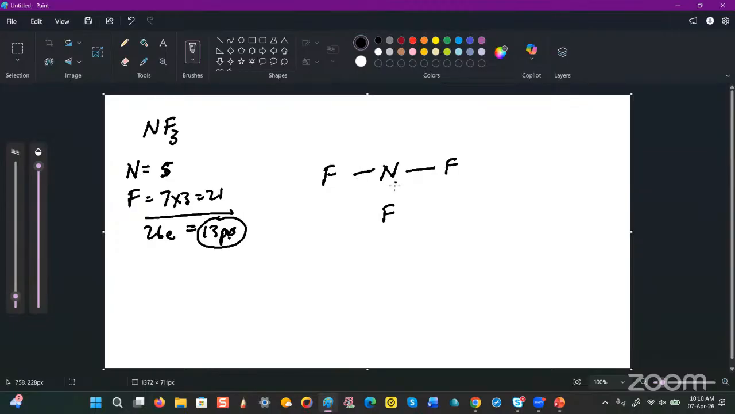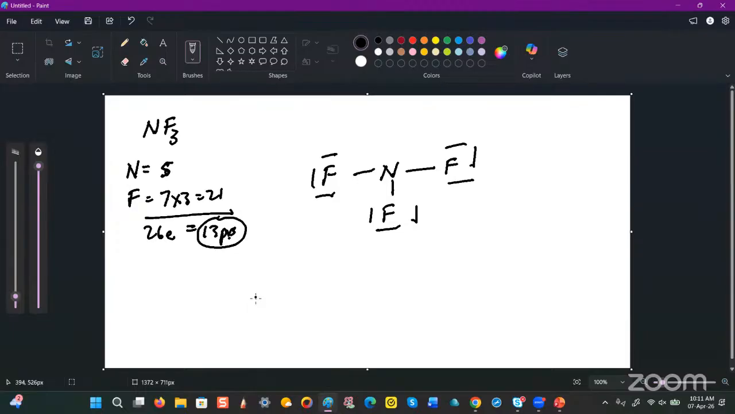1, 2, 3. So we have used 3 of the 13 pairs. Then we start putting electrons around the terminal atoms. 4, 5, 6, so that has an octet. 7, 8, 9, so that has an octet. 10, 11, 12. So we have used up 12 of the 13 pairs.